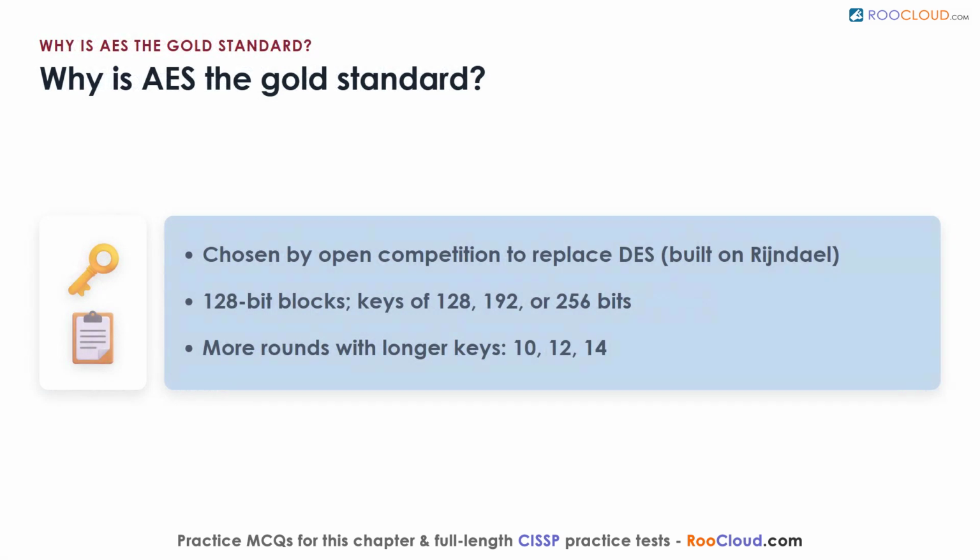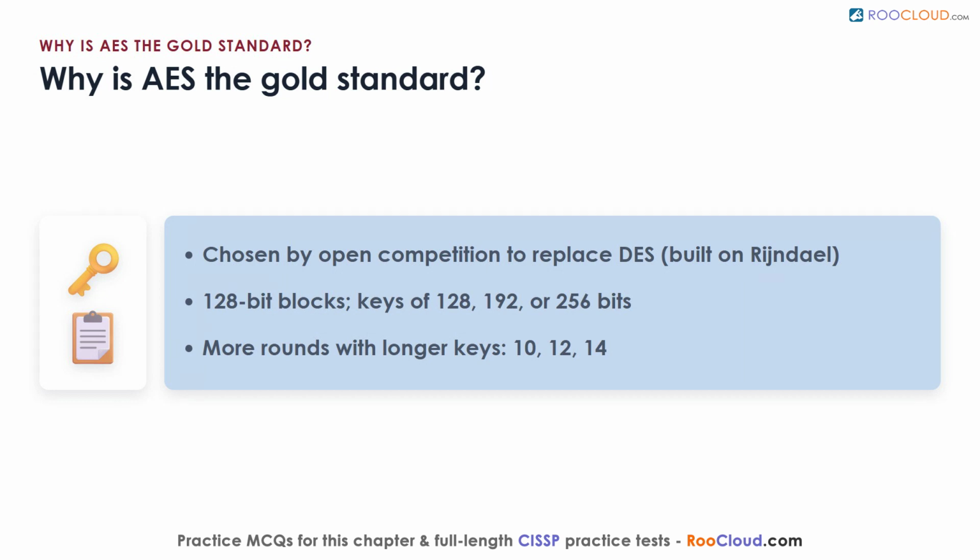Why is the Advanced Encryption Standard the gold standard? Because it was chosen through open competition to replace the aging DES, and it has held up ever since. Built on an algorithm called Rijndael, it became the mandated standard for protecting sensitive government data. It works on 128-bit blocks and lets you pick a key of 128, 192, or 256 bits.